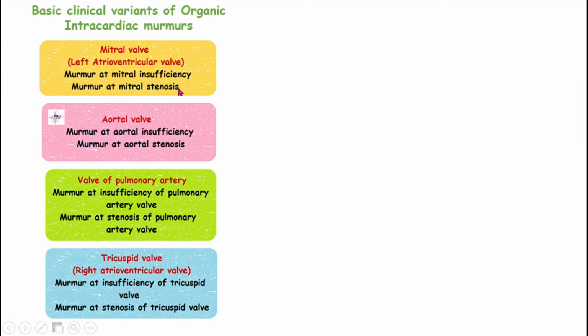These valves might have some pathological issues, which can be of two types. It can be insufficiency or stenosis. What is insufficiency? Insufficiency means that this valve is not closing properly, and the blood will flow back through the valve. And what does stenosis mean? Stenosis means the valve will not open properly during systole, and it will result in stagnation of blood in the structures which are behind these valves. So with these pathologies, it will result in formation of organic intracardiac murmurs.